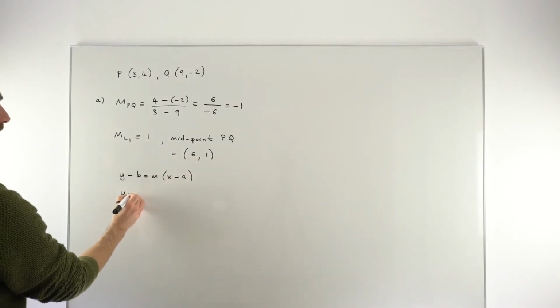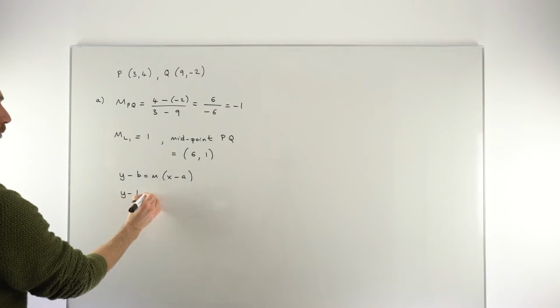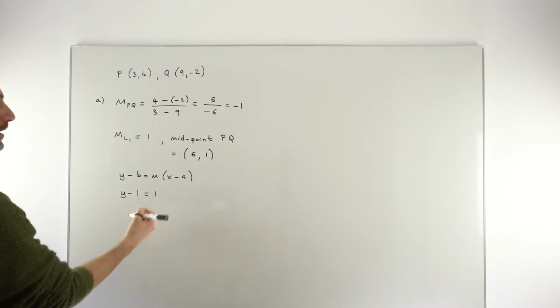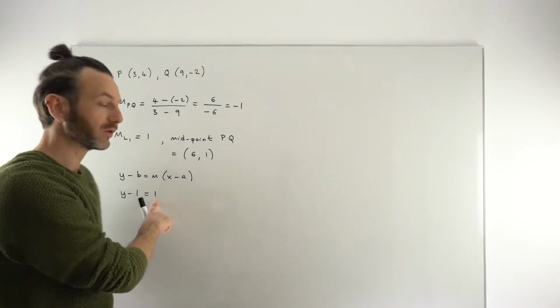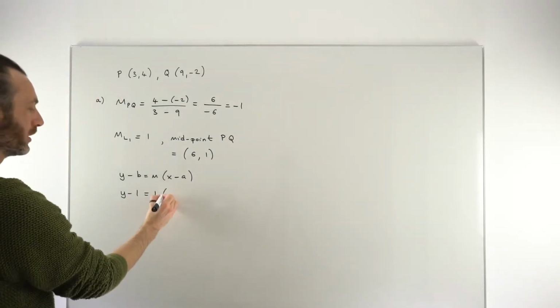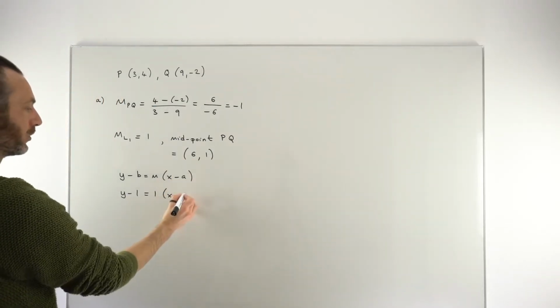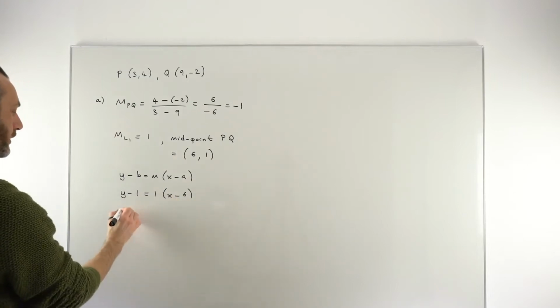So we're going to get y minus the b value, which is 1, equals a gradient, which is 1. Normally you wouldn't write in the 1 for the gradient, but I'm just going to write it in for illustration. x minus the a value, which is 6. And then we're just processing this forward.